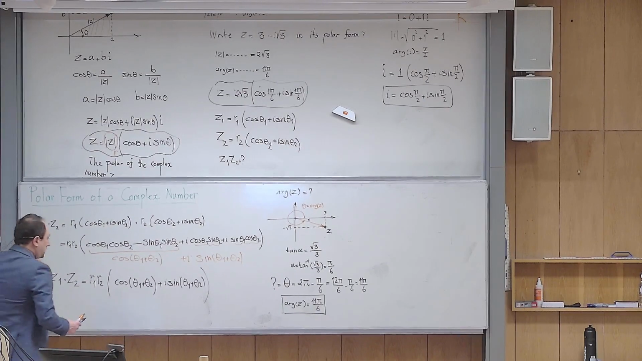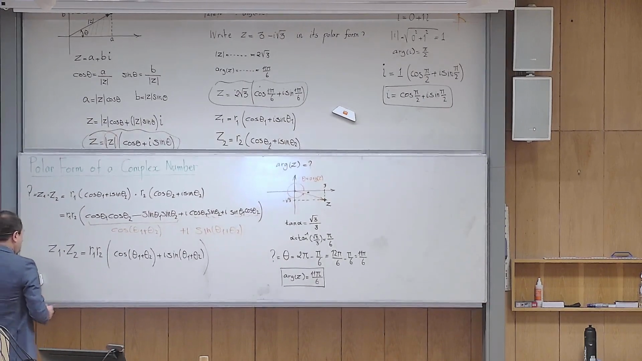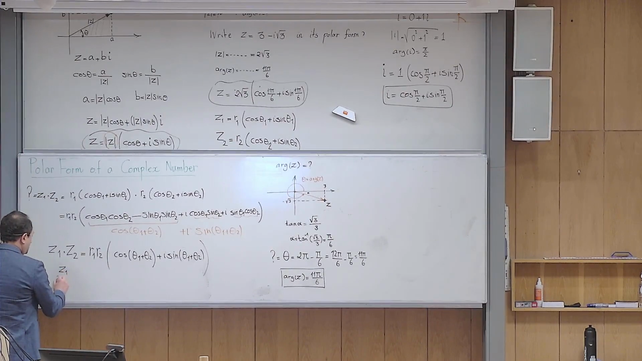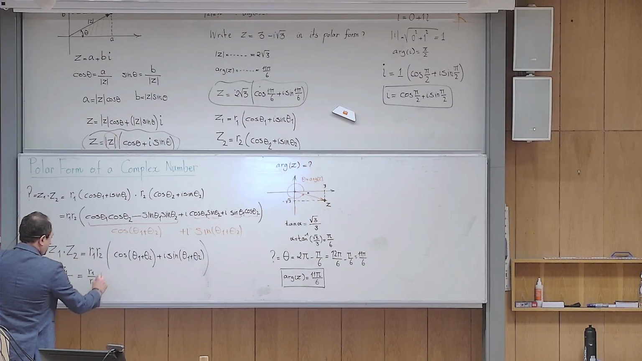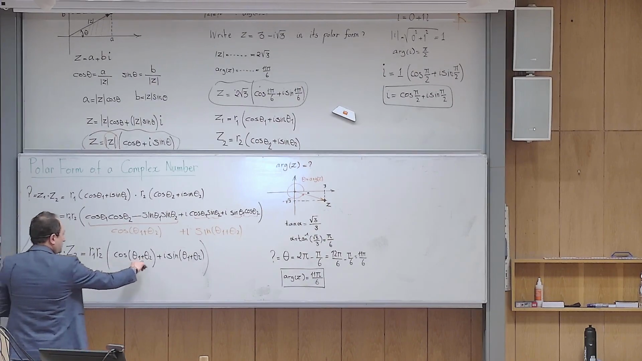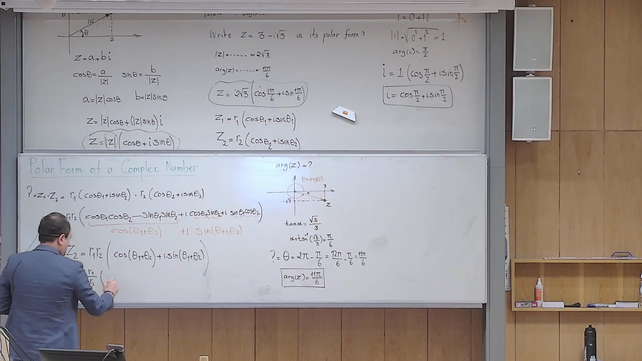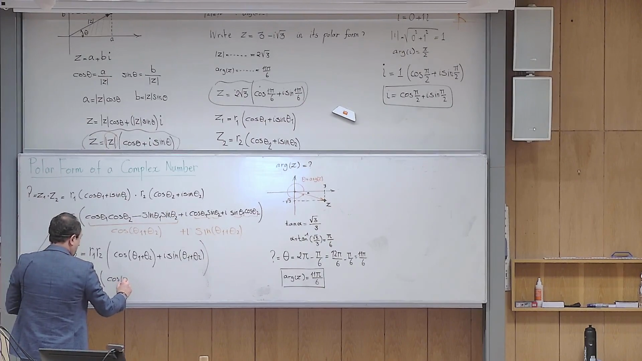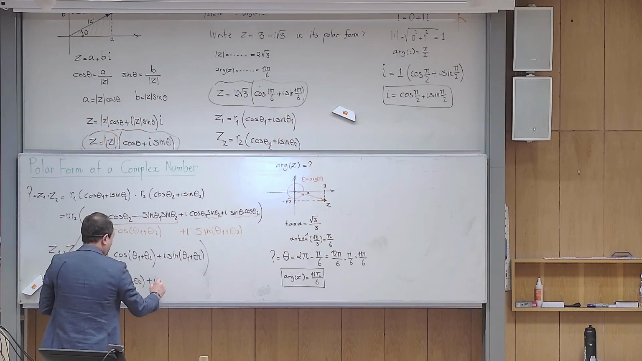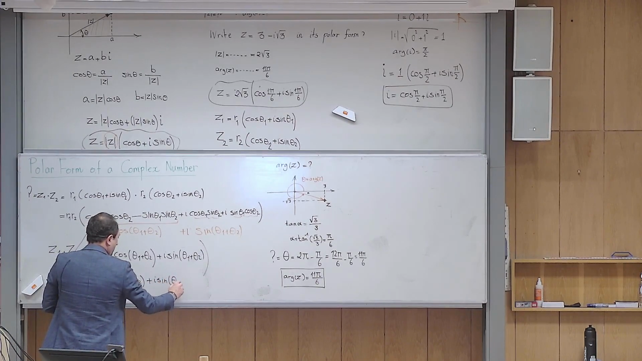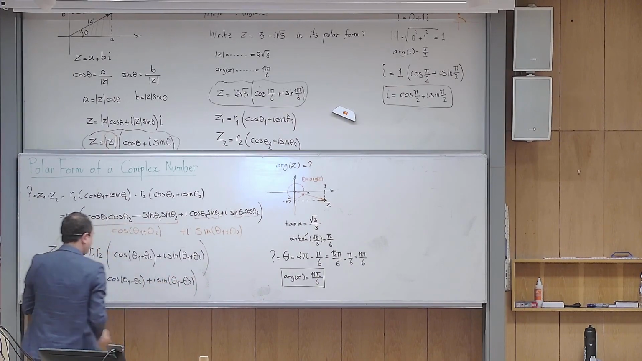And of course, I will not go through it, but this can also be done if you divide these two numbers. A similar formula forms. To divide, you divide these numbers. But the interesting thing is that this time you subtract the angles. So this becomes cosine theta 1 minus theta 2, and then plus I sine theta 1 minus theta 2.